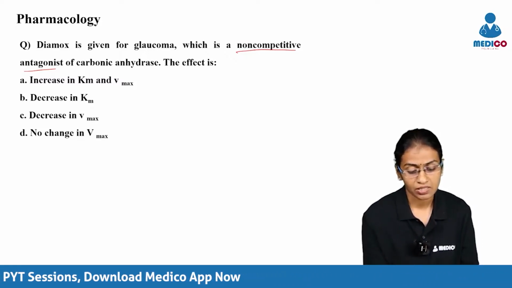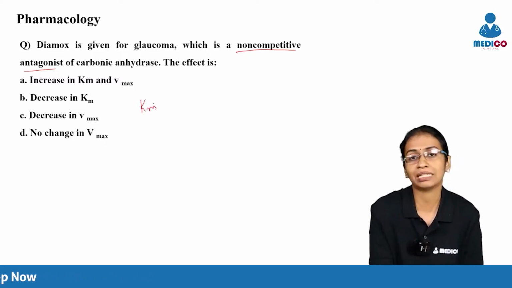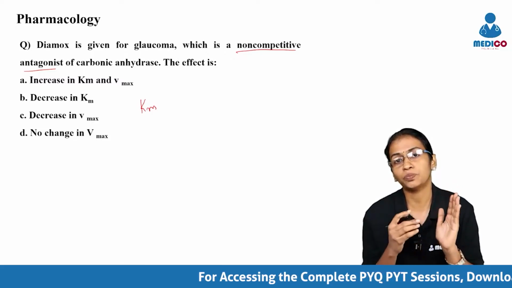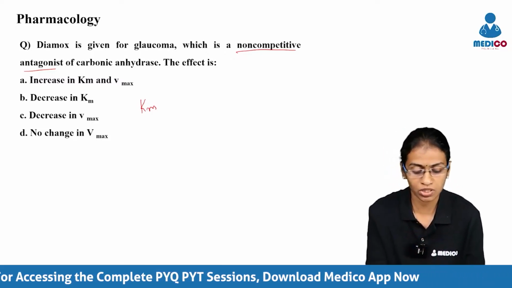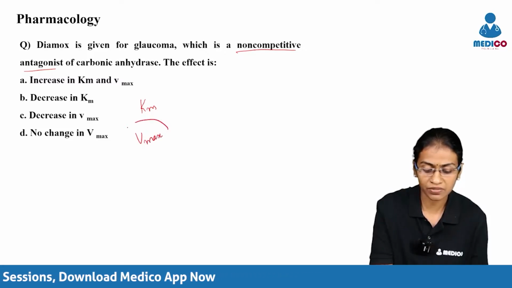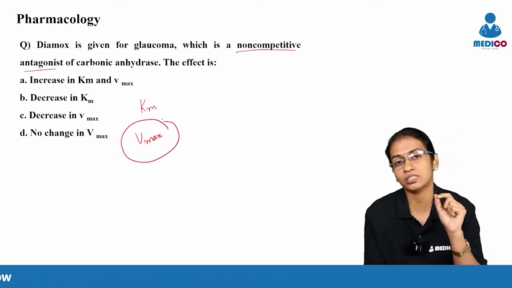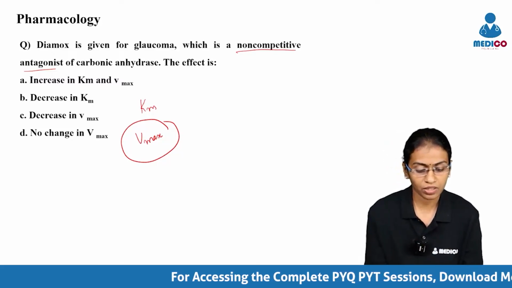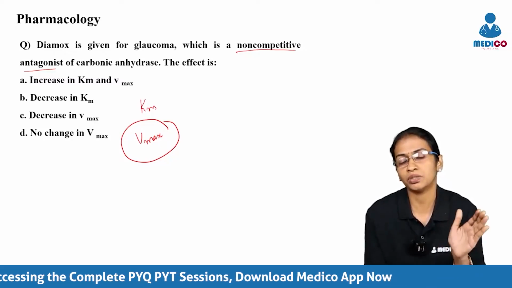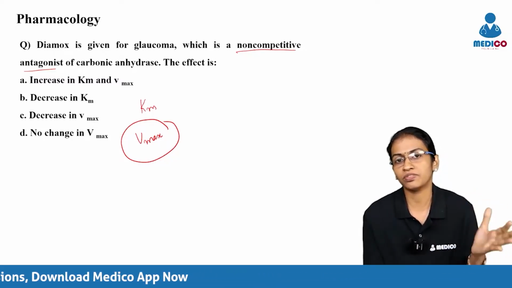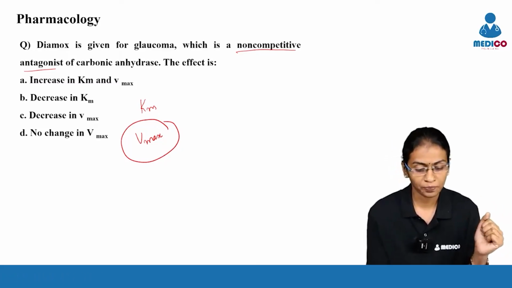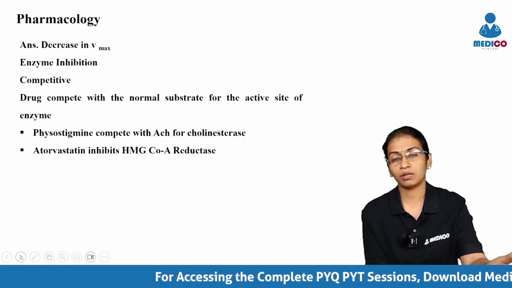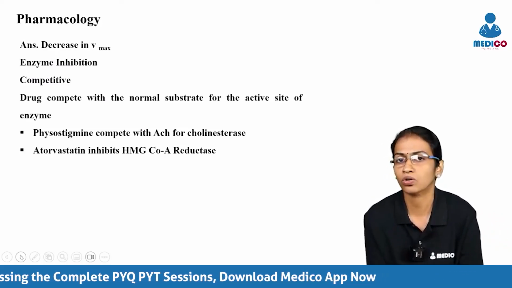Km, Vmax. What is meant by the Km or the Michaelis-Menten constant? It is the amount of drug that is required to produce half maximal velocity. Vmax is the maximal reaction velocity. The concentration of drug that is required to attain half maximal velocity is what is known as the Km. Enzyme inhibition is almost similar to competitive and non-competitive receptor antagonism. It is almost the same. So what happens in case of competitive antagonism? We'll come to the answer after discussing competitive and non-competitive antagonism.